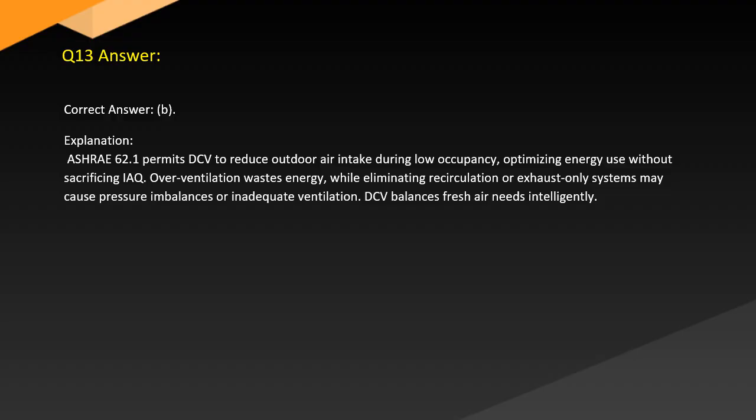Answer. Correct answer: B. Explanation: ASHRAE 62.1 permits DCV to reduce outdoor air intake during low occupancy, optimizing energy use without sacrificing IAQ. Over-ventilation wastes energy, while eliminating recirculation or using exhaust-only systems may cause pressure imbalances or inadequate ventilation. DCV balances fresh air needs intelligently.